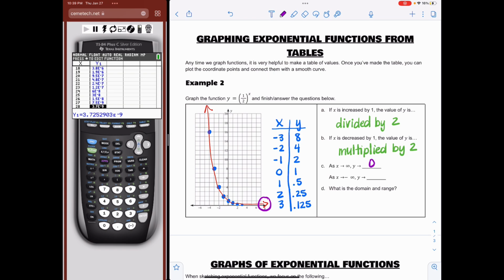On the other end, as x goes to negative infinity, meaning as x goes to the left forever, the y value is going up forever, which is to positive infinity.